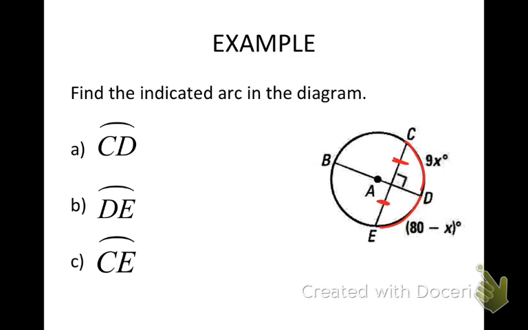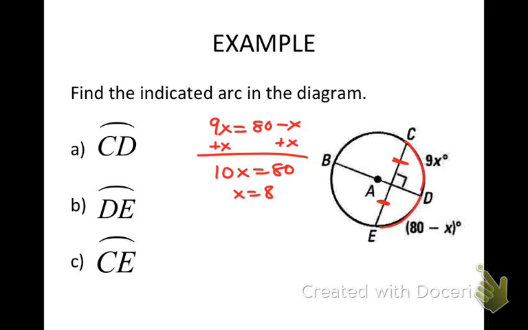9x equals 80 minus x. Let's do it. 9x equals 80 minus x. Adding x to both sides gets us 10x equals 80. So what does x equal? 8. Very good. But now I have to actually get the degrees, so we've got to plug them back in. What is 9 times 8? That's 72, right? So that is 72 degrees. 80 minus 8 is 72 degrees, which makes sense because we said they would be congruent.